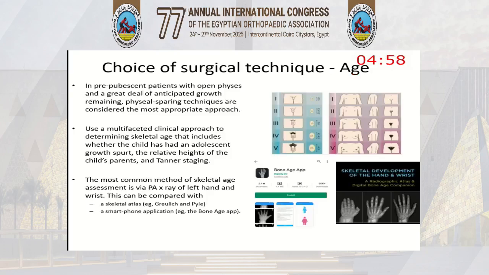Choice of surgical technique depends on the age. In prepubescent patients with open physes with a great deal of anticipated growth, physeal sparing techniques are considered the most appropriate. To quantify the patient's age, we use a multifaceted approach, including whether the child has had the adolescent growth spurt, Tanner staging, relative heights of the parents of the child, and of course the atlas of X-ray, which is now available on smartphones.